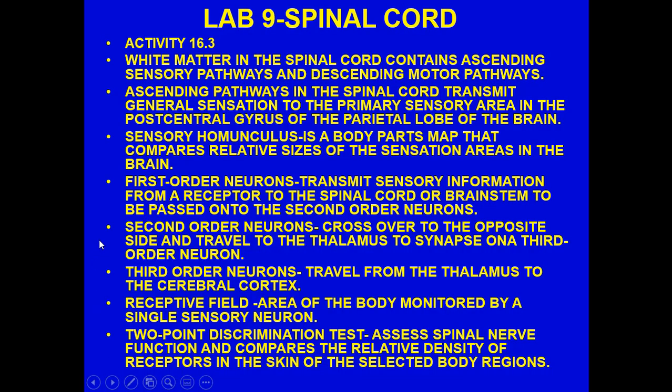When we talk about the spinal cord further, you need to understand that in some cases, it is not just one nerve going all the way down to your toes, going all the way back up to your brain. It may be a chain. This is where we get into the first, second, and third order neurons. White matter in the spinal cord contains ascending sensory pathways and descending motor pathways. We've already talked about that. Now, ascending pathways in the spinal cord transmit general sensation to the primary sensory area in the postcentral gyrus of the parietal lobe of the brain.